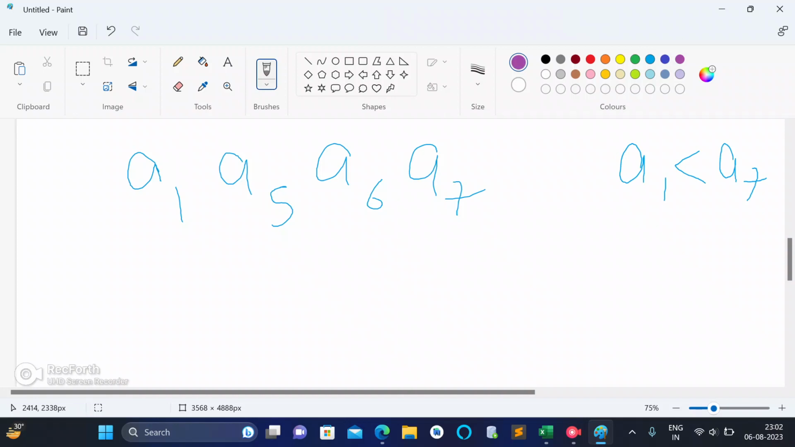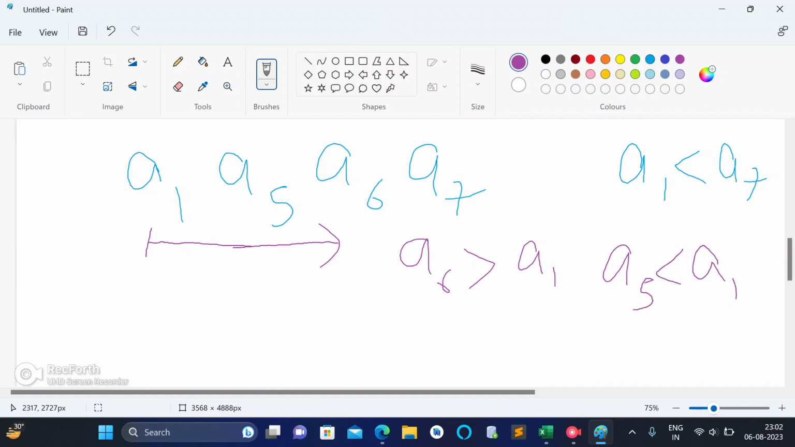You can easily think there can't be any equal to sign, as it is a permutation from 1 to n. So now again I decided to move from A1 and find an element which is greater than A1. I found that my A6 is greater than A1, and I know that I am finding an element greater than A1, therefore A5 can't be greater than A1, therefore A5 is less than A1.